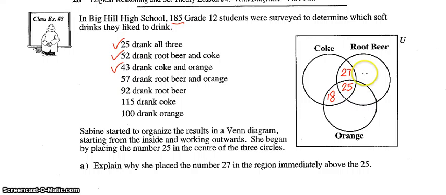52 root beer and orange. Okay, 57. 57 minus that is 32. Okay, so 57, right? See, you need to do some math. 92 drink root beer. Wow.